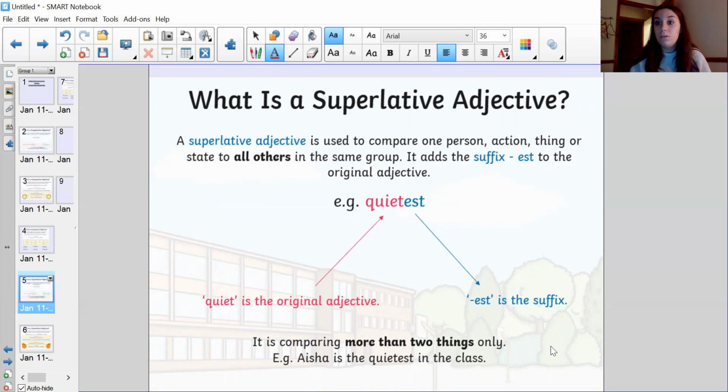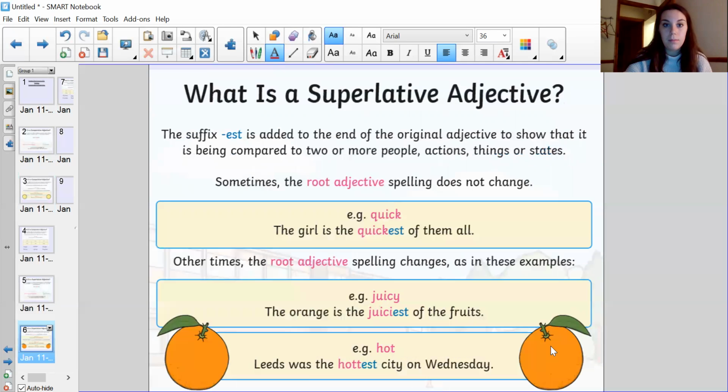It's comparing more than 2 things only. Aisha is the quietest in the class. There's a group of children who are quiet, but she is the quietest. She is the most quiet. The -est is added to the end of the original adjective to show that it is being compared to 2 or more people. Sometimes the root adjective spelling does not change.